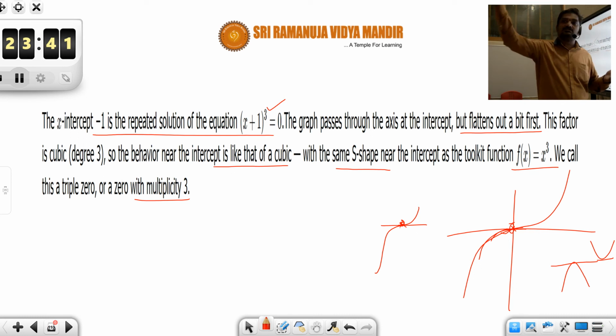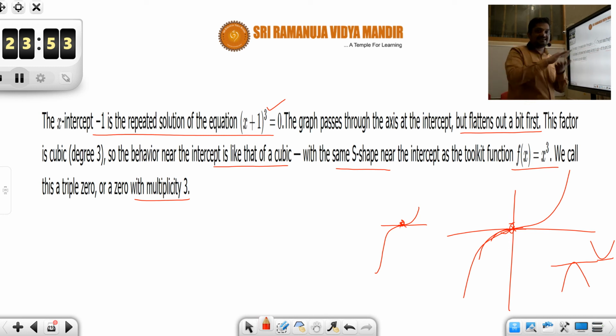A linear factor means it simply crosses, cuts the axis and moves to the other side, whereas a second degree quadratic factor means it just bounces back, quadratic in nature. It means the x-axis acts like a tangent at that point, touching the curve at only one point, that x-intercept. Similarly, at a cubic factor, the factor with multiplicity 3, the graph flattens out at that intercept and crosses the x-axis. And one more important thing: at factors whose multiplicity is odd, the graph always crosses the axis from one side to the other.